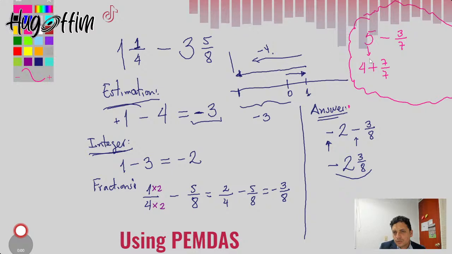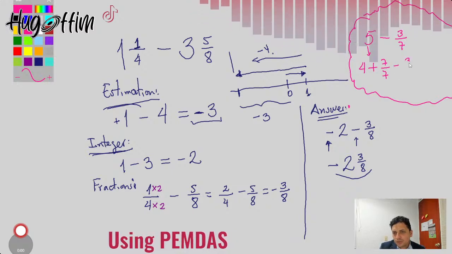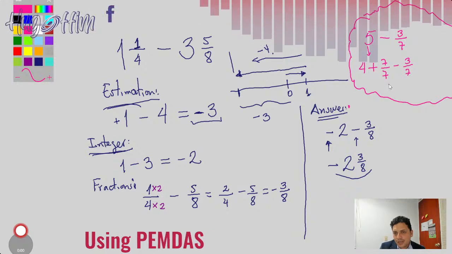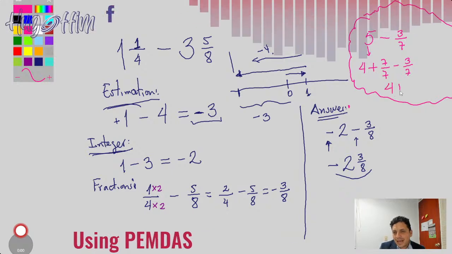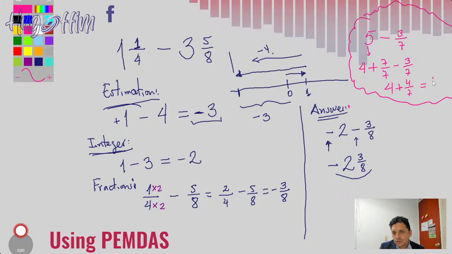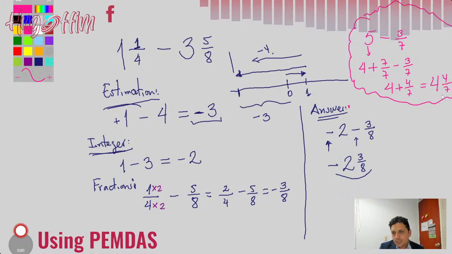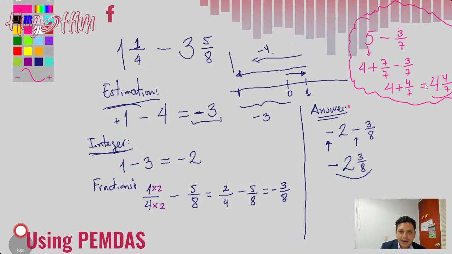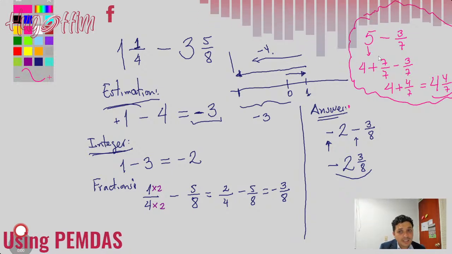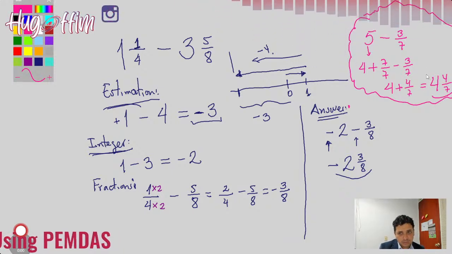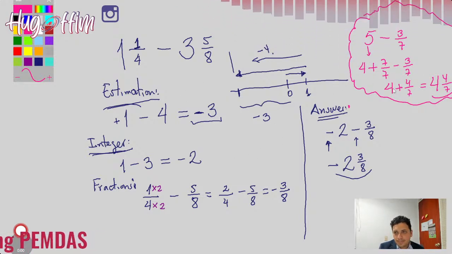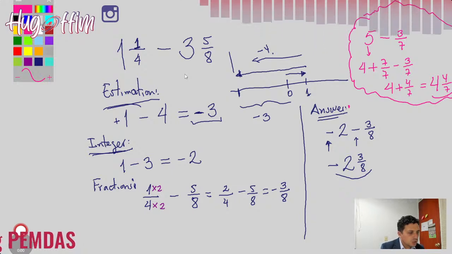I can use 5 as 4 plus 7/7 minus 3/7. And in this case, 4 plus 7 minus 3 is 4/7. So it's equal to 4 and 4/7. You must apply this when you have different signs in your answer. If you have different signs in your answer, this is what you must do. Convert it into 1. Okay, I just wanted to remember.